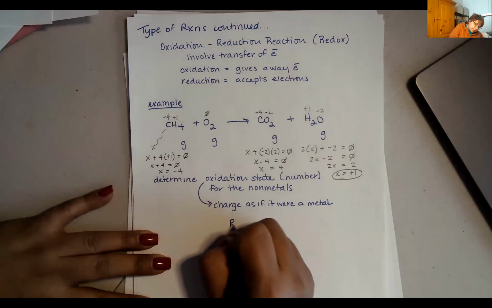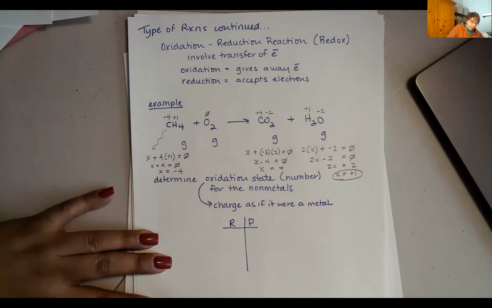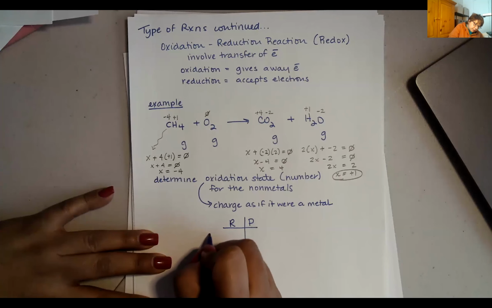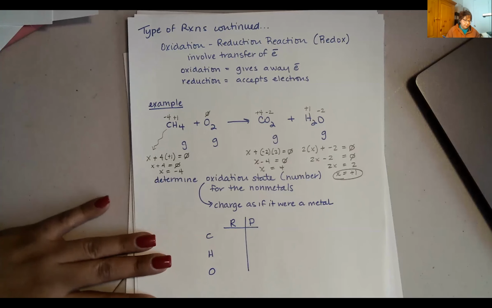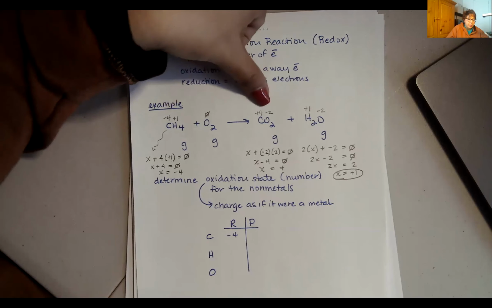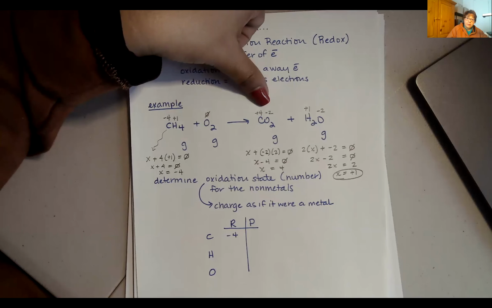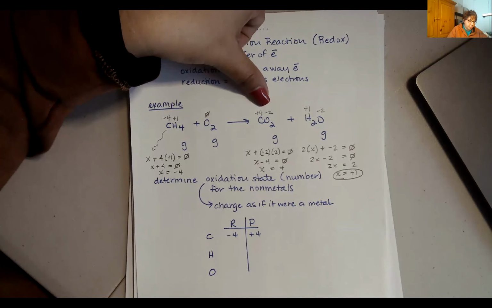So we're going to make a chart, reactants versus products. And now we'll do our atoms: carbon, hydrogen, and oxygen. If I look at carbon on the reactant side, it's got a charge of -4. If I look at carbon on the product side, it's got an oxidation state of +4. I said charge, I meant oxidation state.